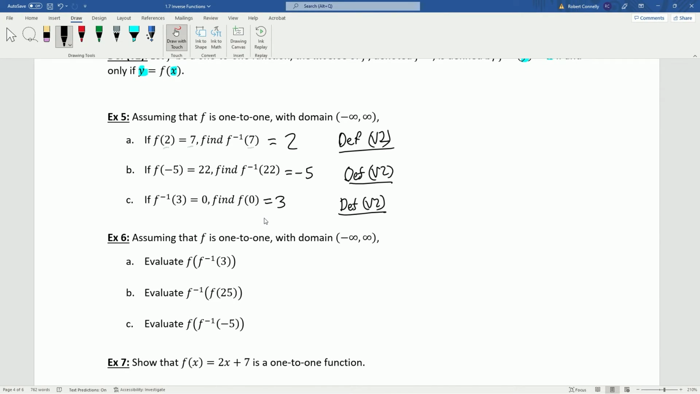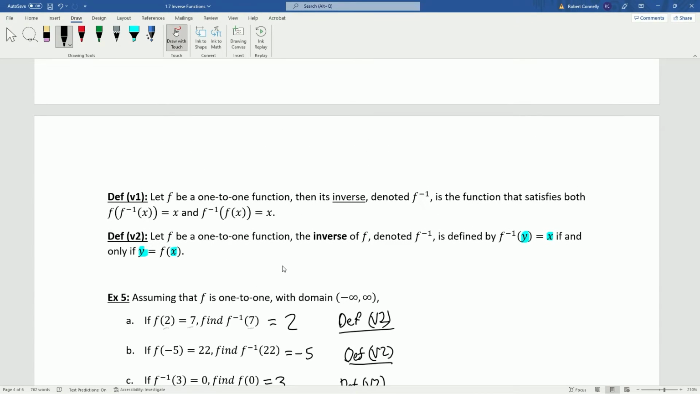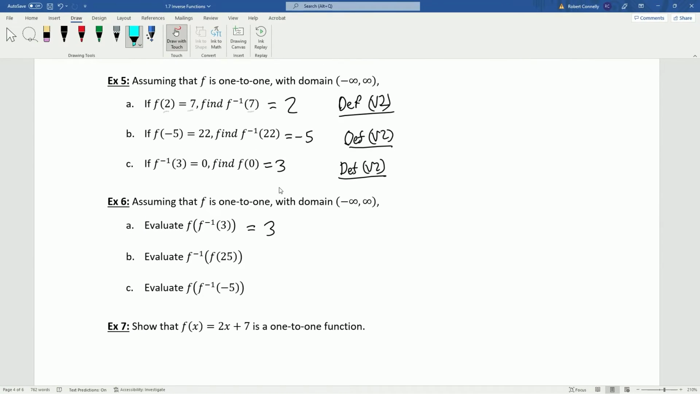So example 6. Assuming that f is one-to-one with domain negative infinity to infinity, evaluate f of f inverse of 3. This is just 3. I don't need to know what f looks like here, because the definition of an inverse function says that when I compose inverse functions, I get my input back. f of f inverse of x is x. In this case, f of f inverse of 3 is 3. That's all there is to it. And it doesn't matter which order I compose them in, the same thing applies.